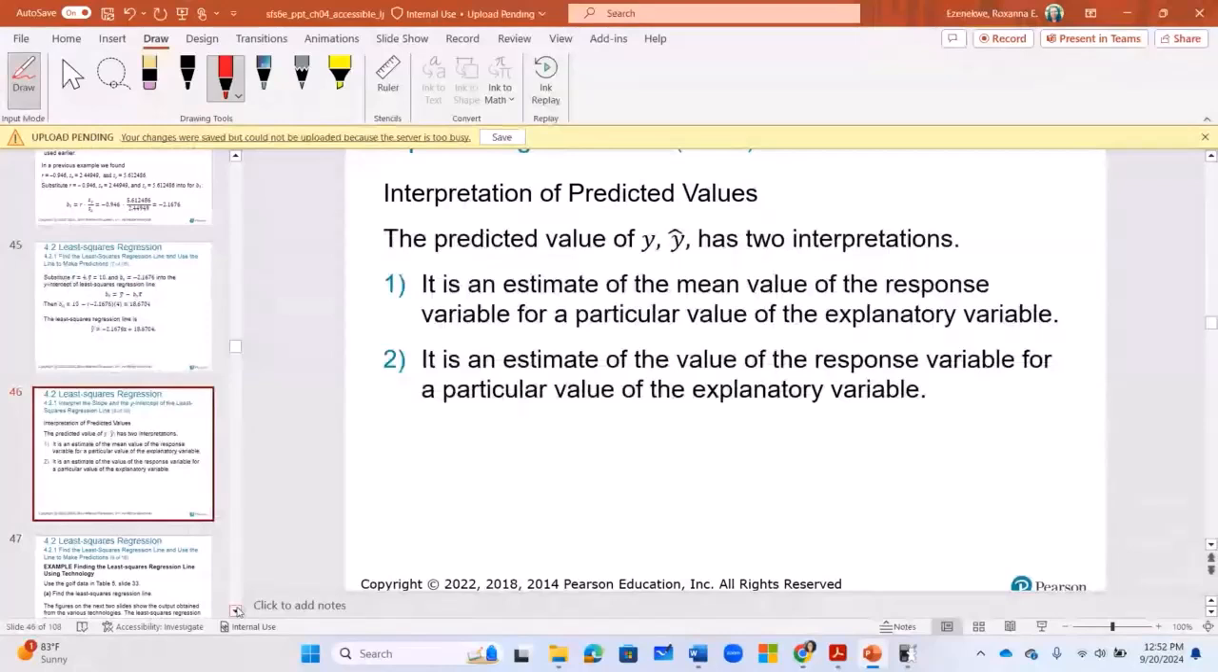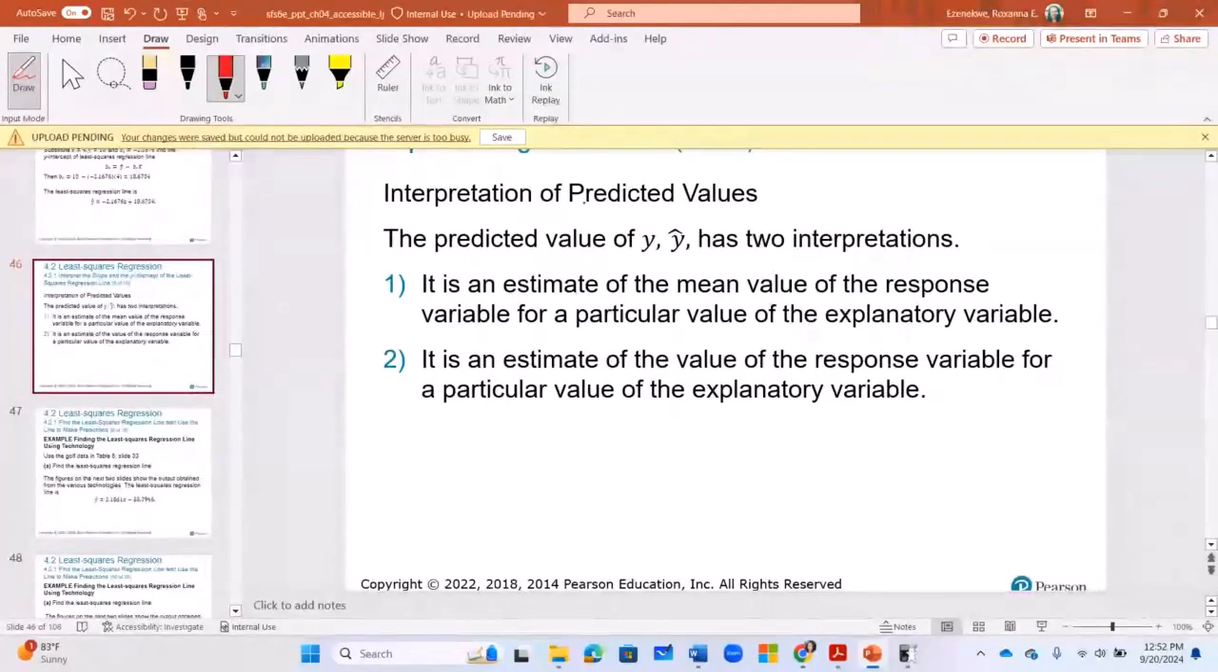All right, so if you are told to interpret the predicted value, notice that there are two different y's. Be careful. The first y is the observed. The y with the hat is the predicted. It is an estimate of the mean value of the response variable for a particular value of the explanatory variable. It is an estimate. The observed is the actual value of the response variable for the particular value.